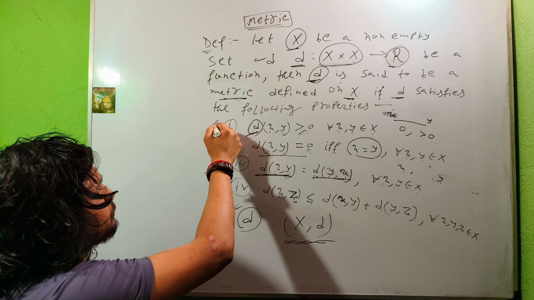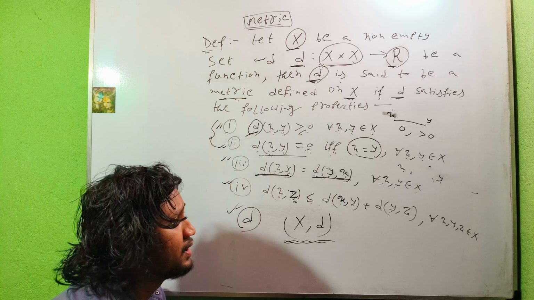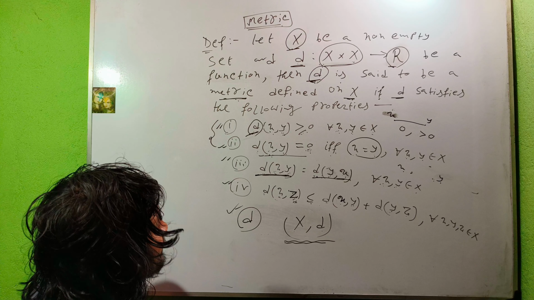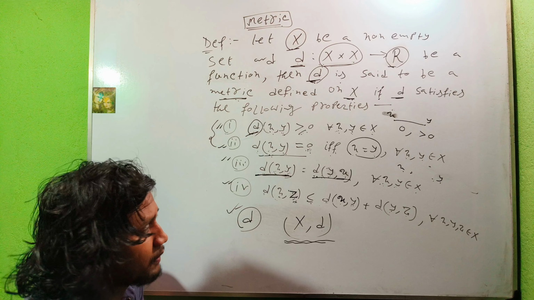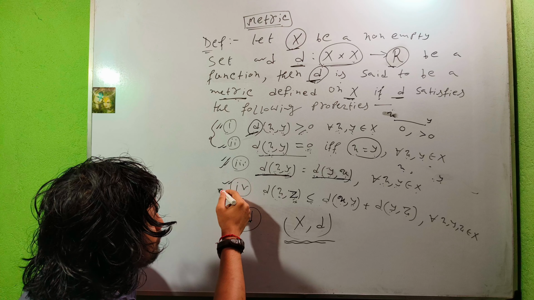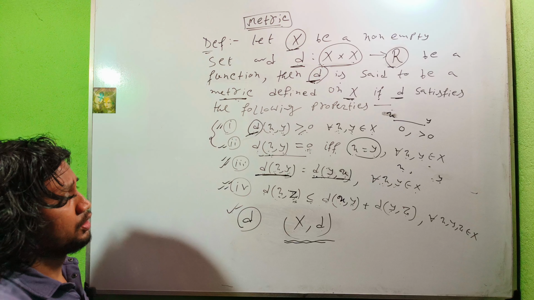The first and second properties are known as the non-negative property, and some writers refer to it as the positiveness property. The third one is known as the symmetric property, and the fourth one is known as the triangle property.